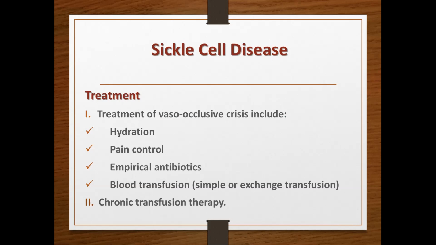Also, blood transfusion is indicated, as a simple or exchange transfusion. In some cases, patients are liable to have stroke or involvement of vital organs like the lung and brain. So in these patients, we give them blood transfusion to decrease the level of hemoglobin S to less than 30%. This is what we call chronic transfusion therapy in those patients.